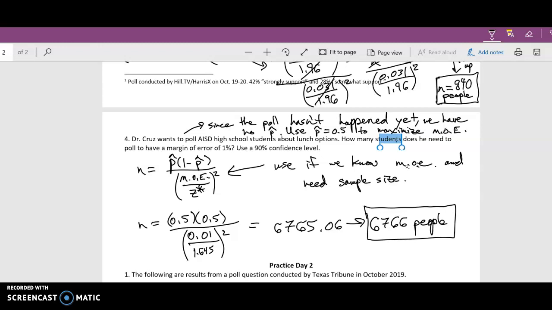Okay, if there's something you didn't understand here and it was based on where you got that z star from, that kind of stuff, check the last video. But if you still have questions, come to tutoring and I can help you.